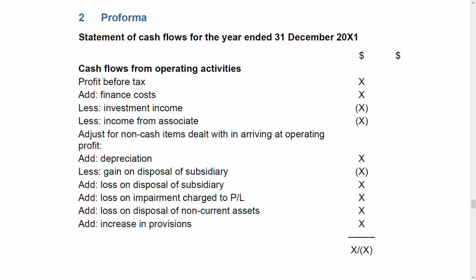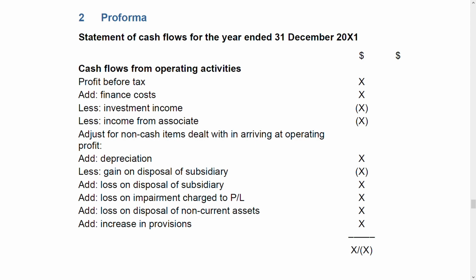Then you start adding back the non-cash items for operating, like depreciation, add. A subsidiary is a part of your company, it's a group, right? Where you are having more than 50% ownership of shares. So when you have a profit by disposing that subsidiary, deduct. If it's a loss, add. If it's an impairment, add. Loss on disposal of non-current assets, add. Increase in provision, add.